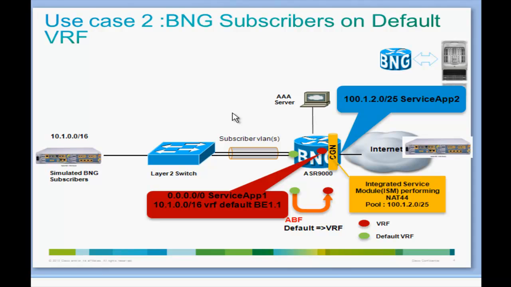Let's take a look at use case 2. In this use case, the BNG subscriber traffic arrives on a default VRF. The NAT44 implementation on the ISM module expects the traffic to be on a VRF. To meet this requirement, we make use of a feature called ACL-based forwarding, wherein a match is done for the source address of subscribers and the traffic is pushed to the next hop, which is in the VRF. Let's take a look at the demo.